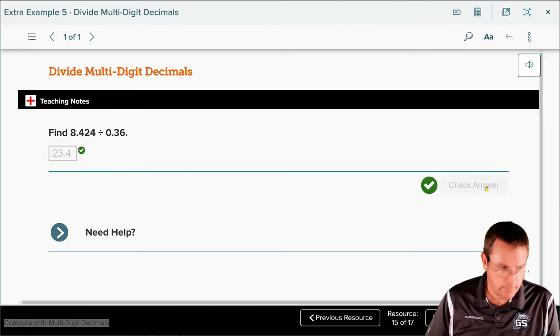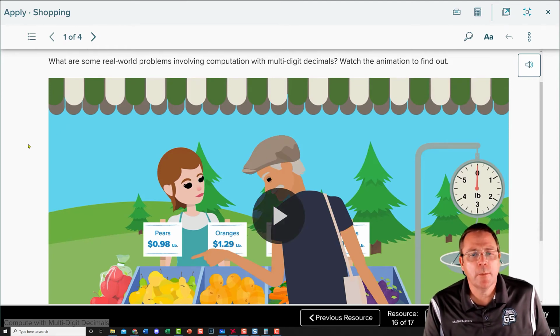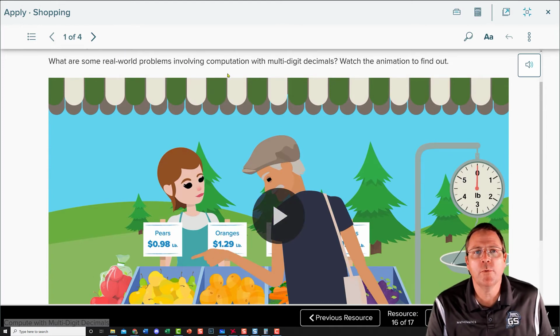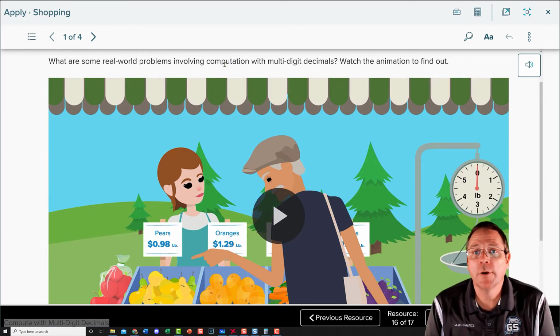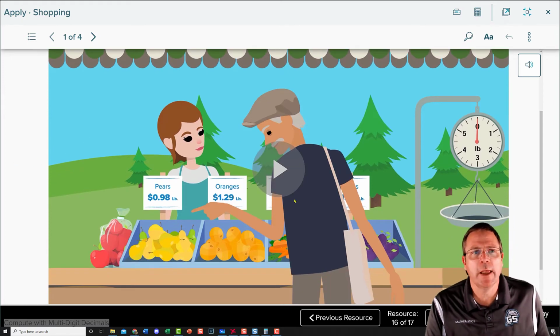We're in good shape. Now we're almost done, so we're going to move on to our apply problem that we all love so much, and we're going to look at real world problems that involve computation with multi-digit decimals. This probably isn't going to be a lot of fun, but let's watch the video and see what they have in store for us.